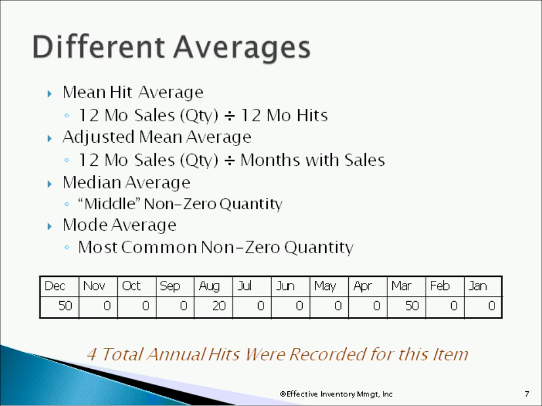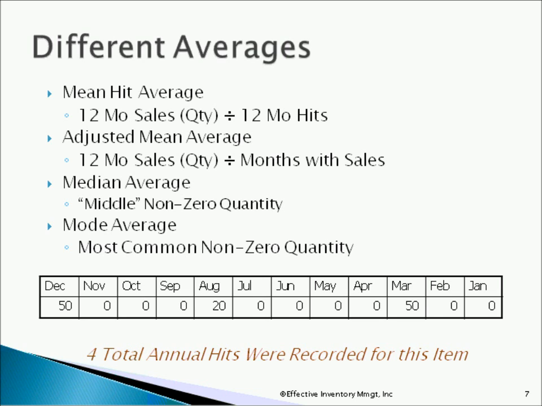On slide number 7, you can see down at the bottom that we had 4 hits or 4 transactions for this item in the past 12 months. If you scan that usage history, again, we sold 50 in December, 20 in August. If you look over towards the right, 50 in March, that's a total of 120. So if we take that 120 and divide by 4, we get 30. The mean hit average would be 30 pieces.